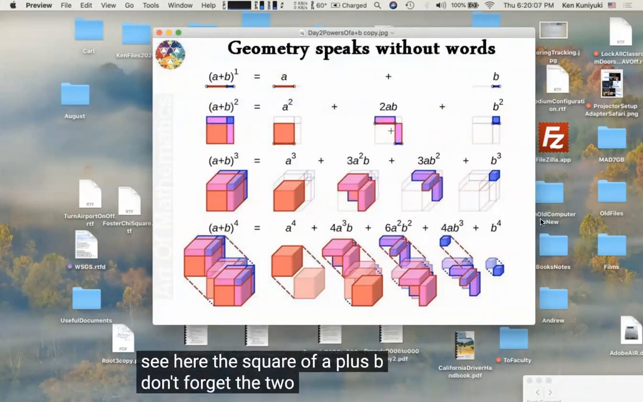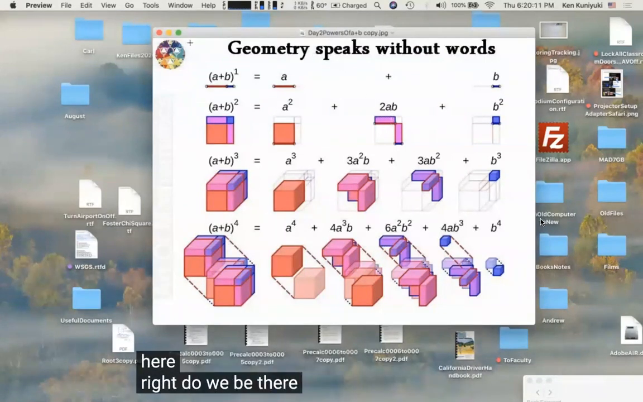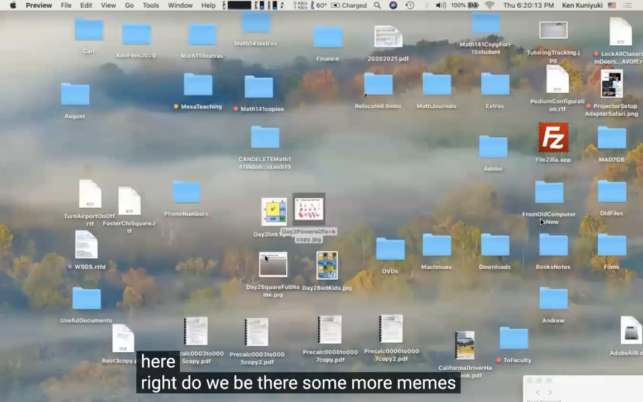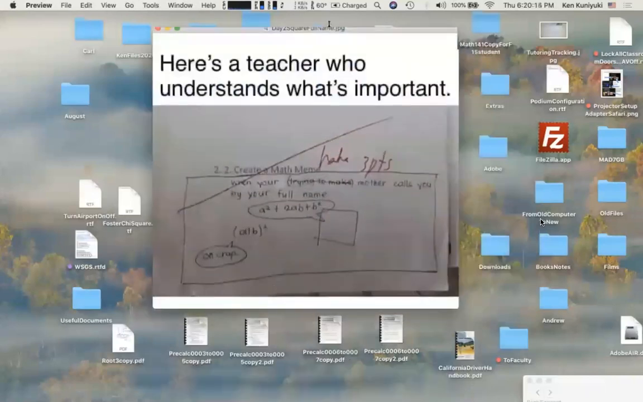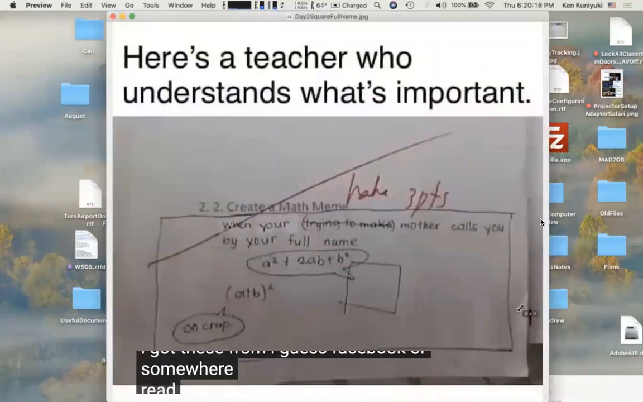Don't forget the 2 skinny rectangles here, right? The 2ab there. Some more memes. I got these from, I guess, Facebook or somewhere. Read it.